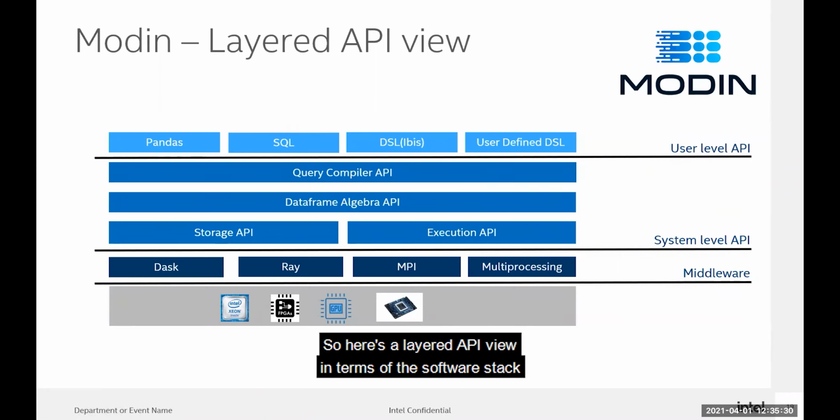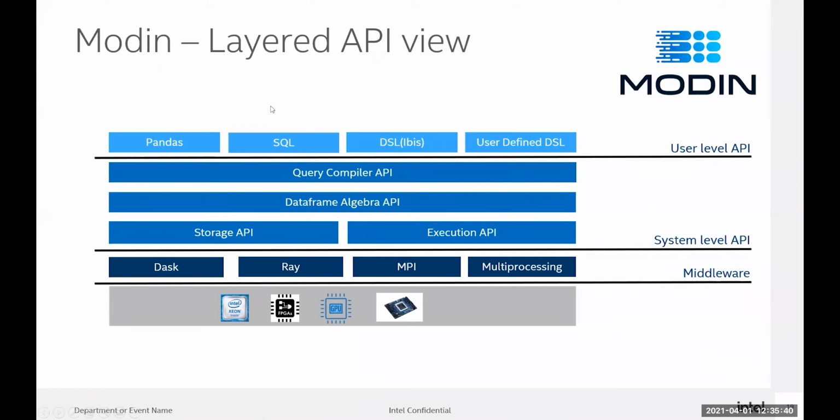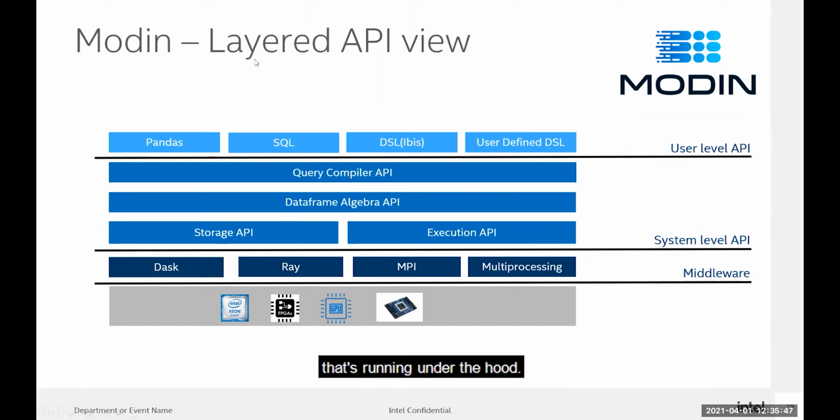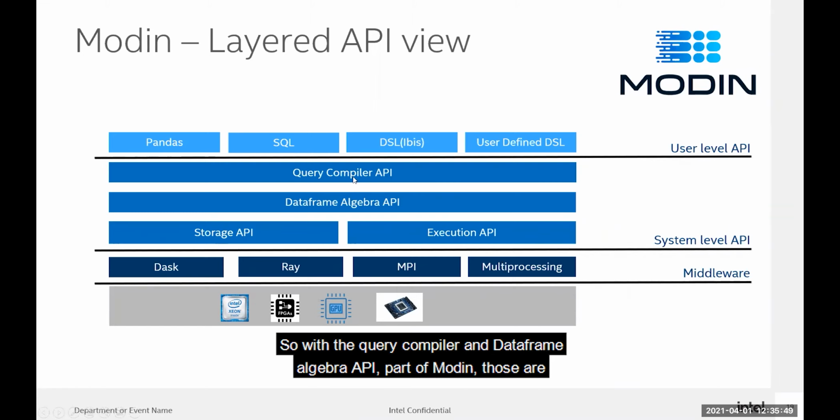So here is a layered API view in terms of the software stack, in terms of what's going on. Right now we're working on Pandas. These things you see to the right are coming soon. But essentially, if you take the Modin Pandas, here's everything that's running under the hood. So with the query compiler and data frame algebra APIs part of Modin, those are helping optimize the SQL operations that are typically used with Pandas.